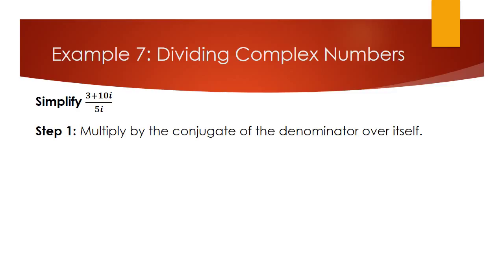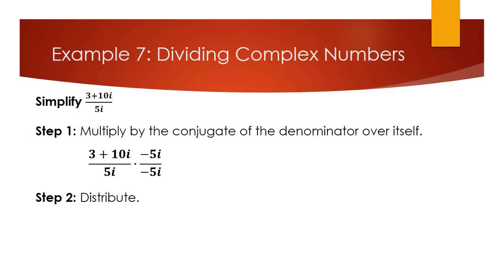multiplied by the conjugate of the denominator over itself. All right, so remember, the conjugate of a value is just changing the sign of the i, the imaginary value. Okay, so 3 plus 10i over 5i, we need to multiply by the conjugate of 5i over itself, which is negative 5i.